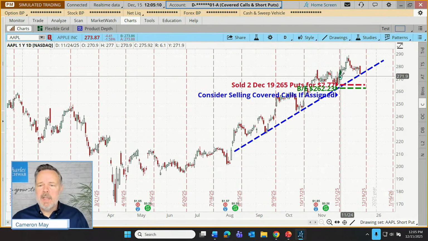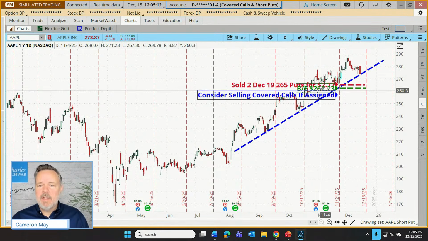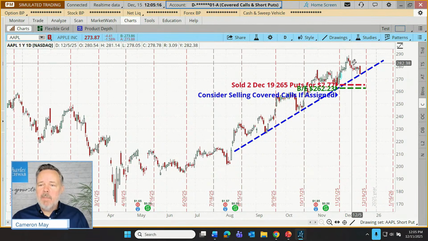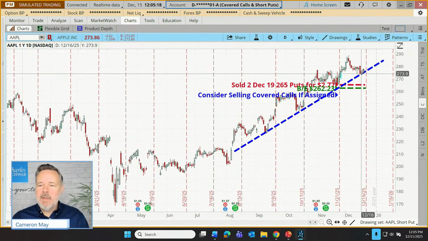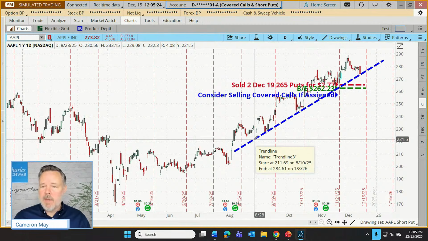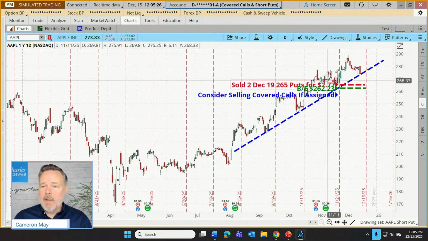So we sold our puts here. Break even is down at 260.23. The stock was initially cooperative. It's been pulling back. I think it's kind of interesting that this recent pullback has taken us right down to an upward sloping trend line. We'll see if that holds it as a new price floor. It's not guaranteed that it will.